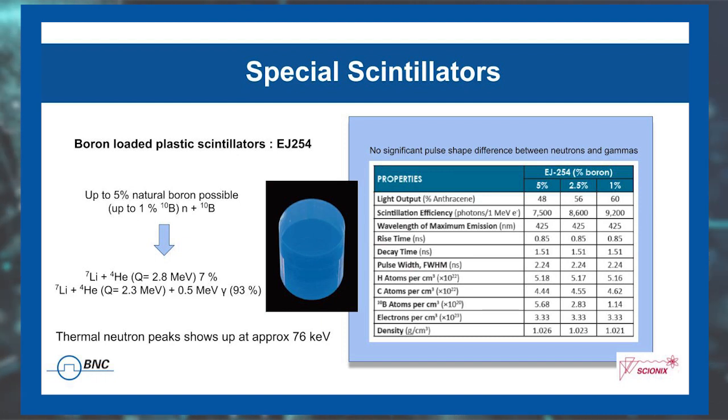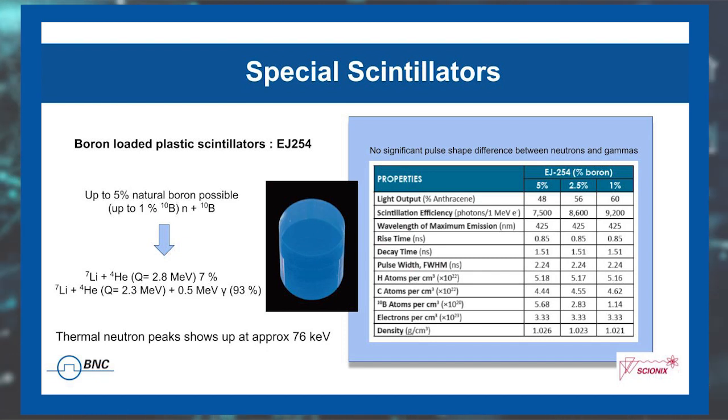Yeah, in the organic scintillator part, I didn't discuss the boron-loaded materials. It's possible to load boron in plastic scintillators called EG254. Up to 5% natural boron can be added in the form of organic boron compounds. Means we have 1% boron-10. This is also a particle reaction with boron. And the thermal neutron peak shows up at energies of roughly 76 keV.